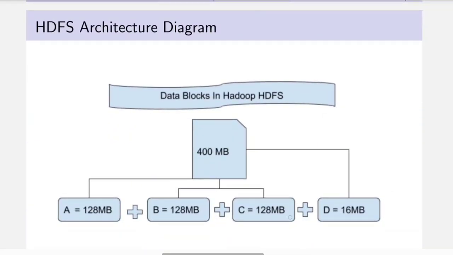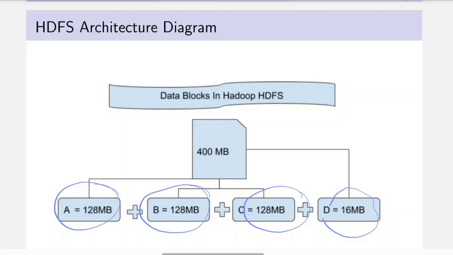Now if you see the HDFS architecture, a 400 MB student record file is divided into 128, 128, 128, and 16 MB. Each part is stored on a different system. If we want some data about A, we need to access that particular system. So we get faster access, and we also have safety due to replication.